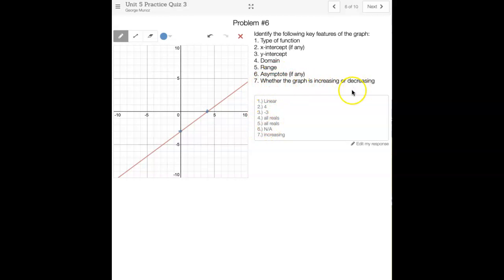And state whether the graph is increasing or decreasing. It's increasing because, look at it, it's traveling upward. You always look at a graph from the left side to the right side. From left to right, it's going up, aka increasing.